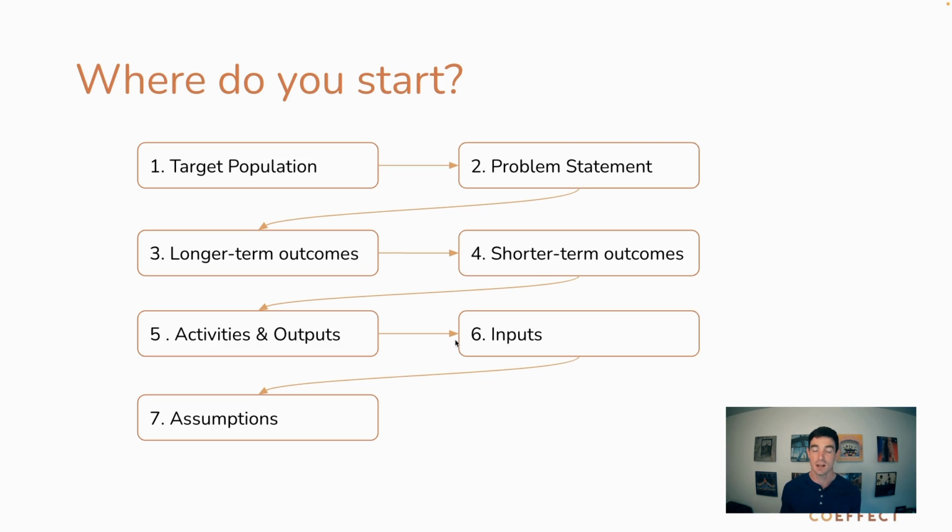And this ordering is intentional because it is trying to begin with the end in mind. We want to think about what is the long-term change that we're trying to affect, for whom and why. Is that change important? That's where this problem statement comes into place. If you start there and then you back up to your shorter term outcomes, back up to your activities and outputs, then it really helps you make sure that everything is aligned to those longer term changes you're hoping to achieve.